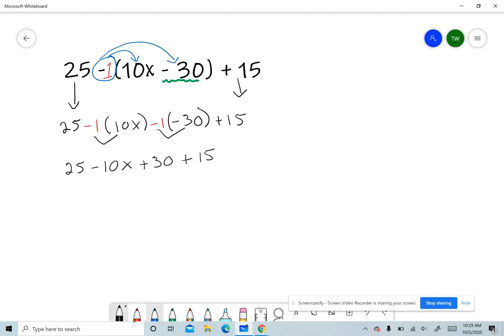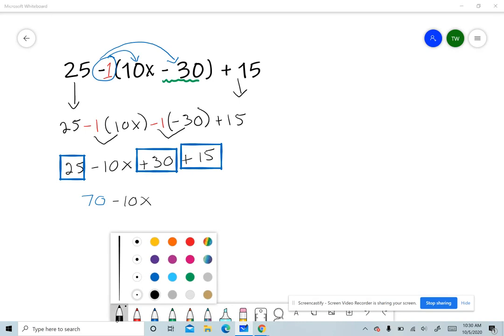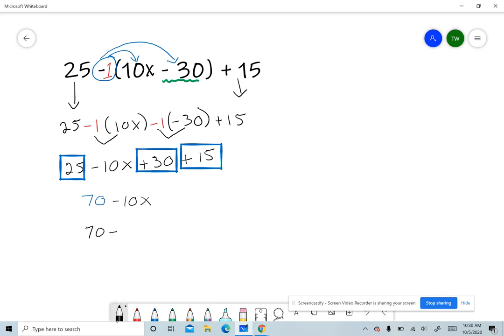Then in this step, we're going to combine like terms. +25, +30, and +15 all don't have variables, so those can be combined together. So 25 plus 30 is 55, plus 15 gives me 70. Minus 10x. Then you check to see if those can be combined, but they are not like terms because 70 does not have an x, but -10 does have an x. So that would be your final answer. So 70 minus 10x.